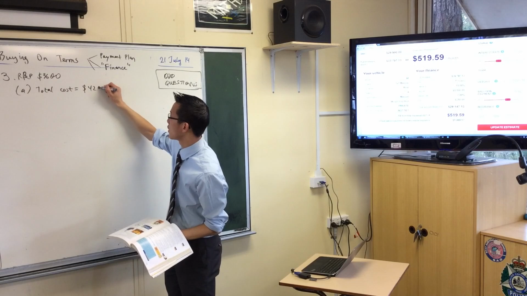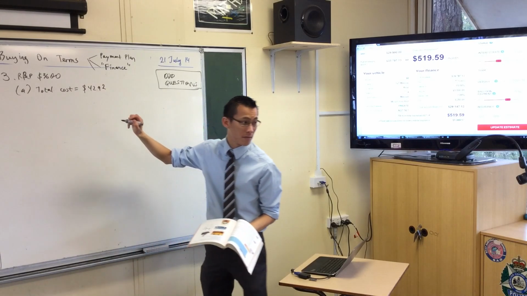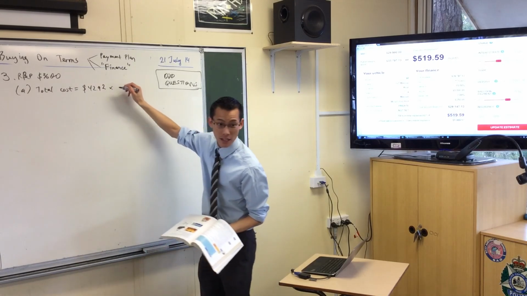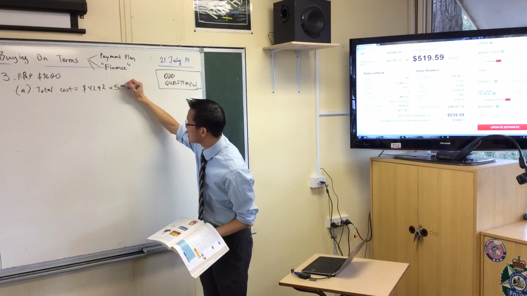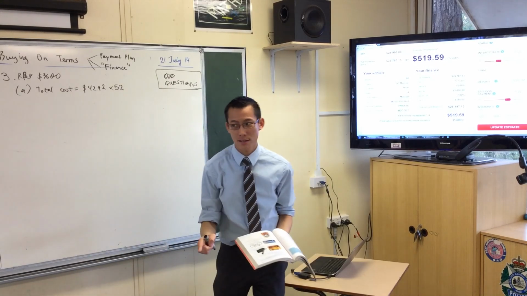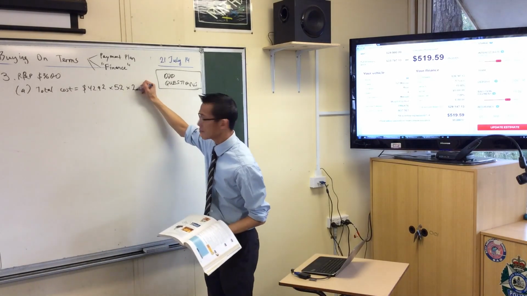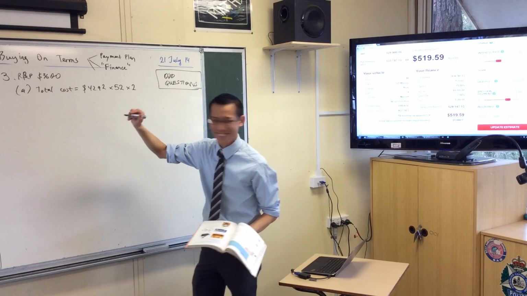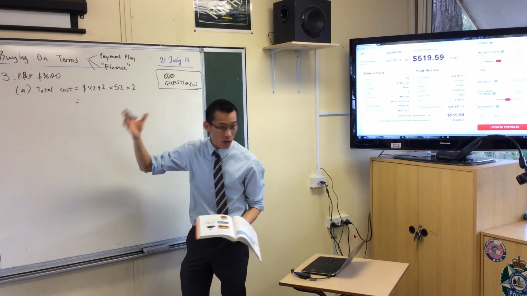$42.92. How frequently do we have to pay? Per week. So how many weeks are there in a year? 52. How many years? 2. Can you just do that times? Okay, got it? So you can multiply just by 104. That'll give you a number.